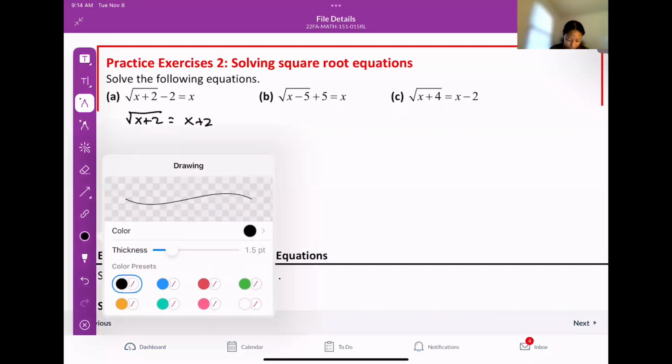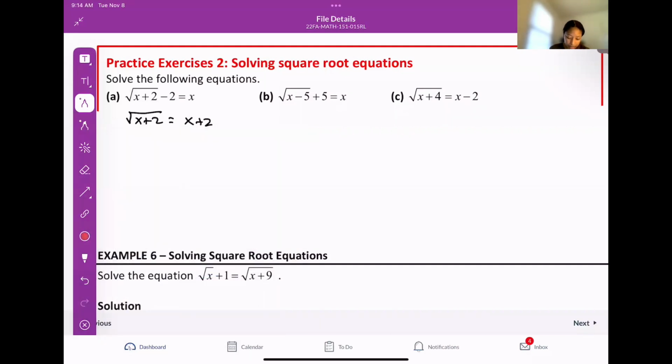Now this is very important. When we square both sides, the radical and the square will cancel out. On the other side, we're squaring this entire expression, x plus 2 squared. This gives us x plus 2 on the left-hand side equals x plus 2 all squared, which would be x squared plus 2x plus 2x, which is 4x, plus 4. That's FOILing out x plus 2 times x plus 2.